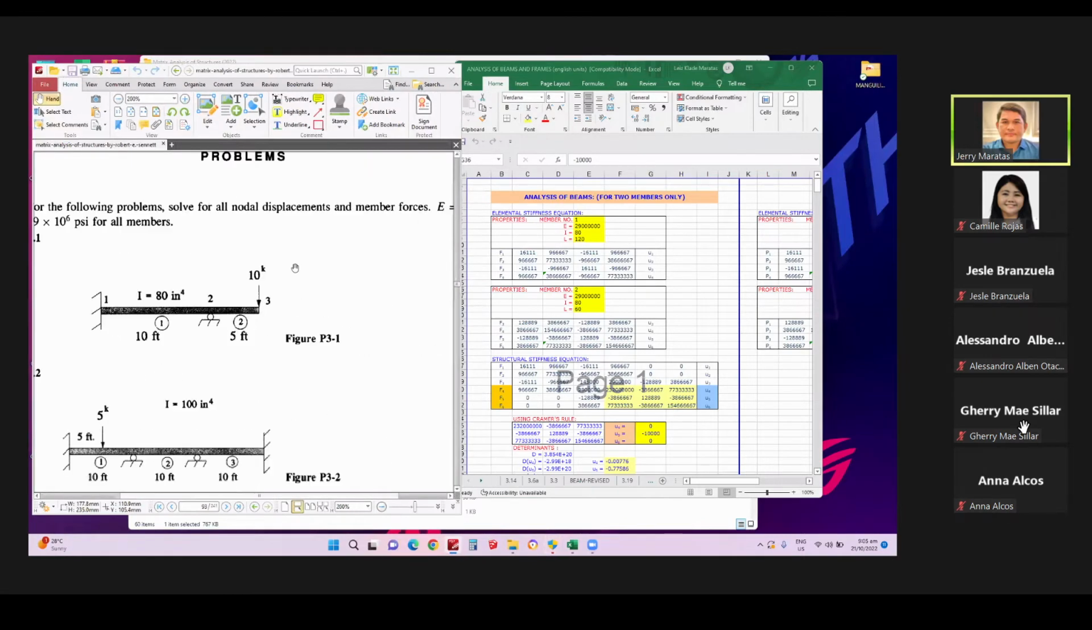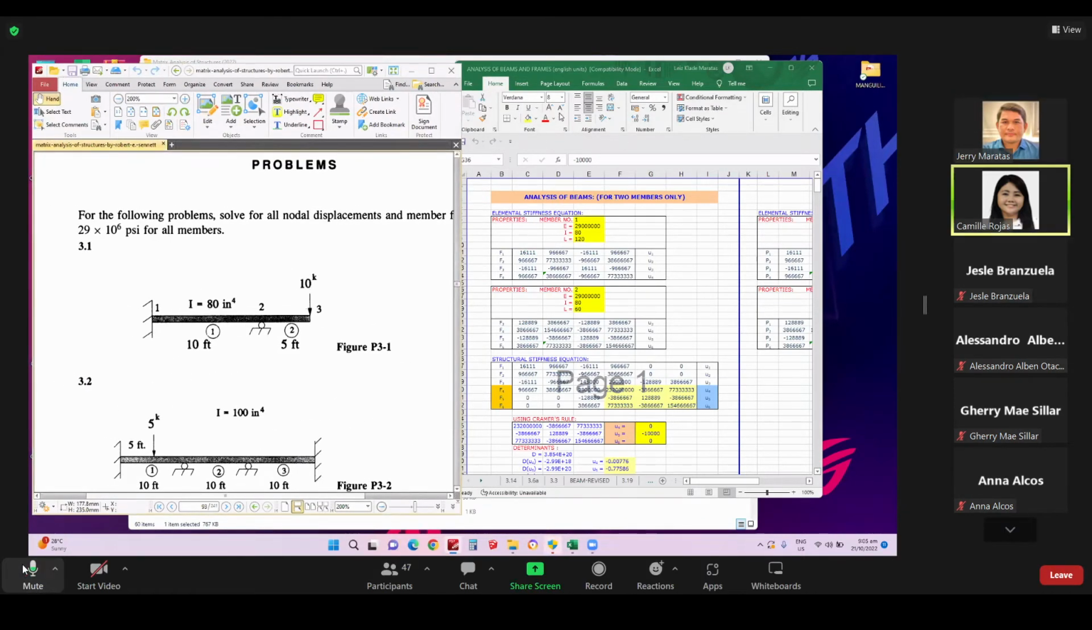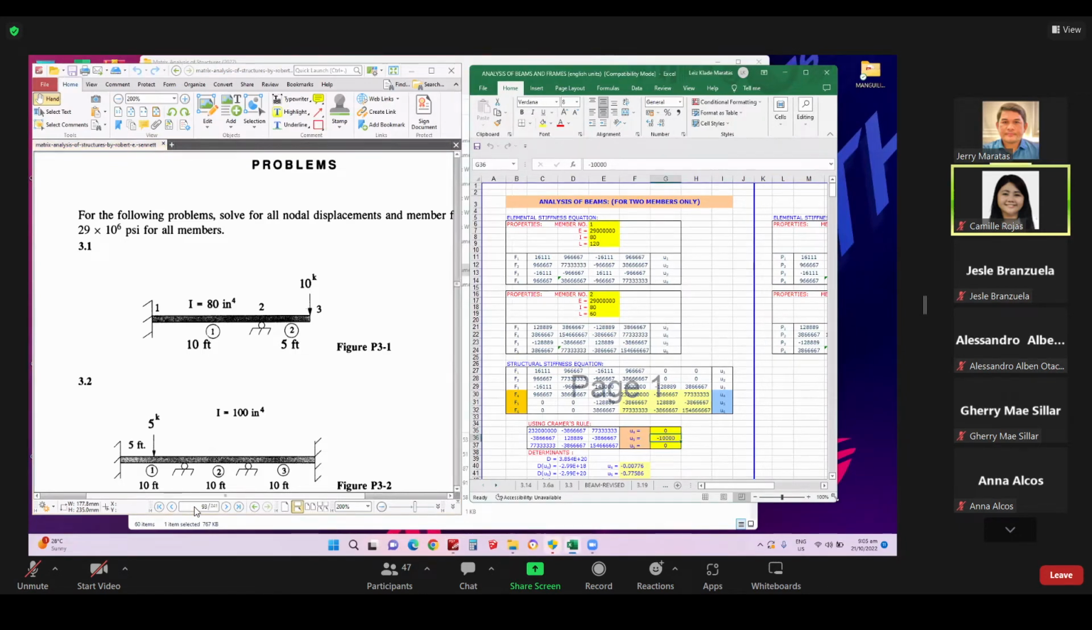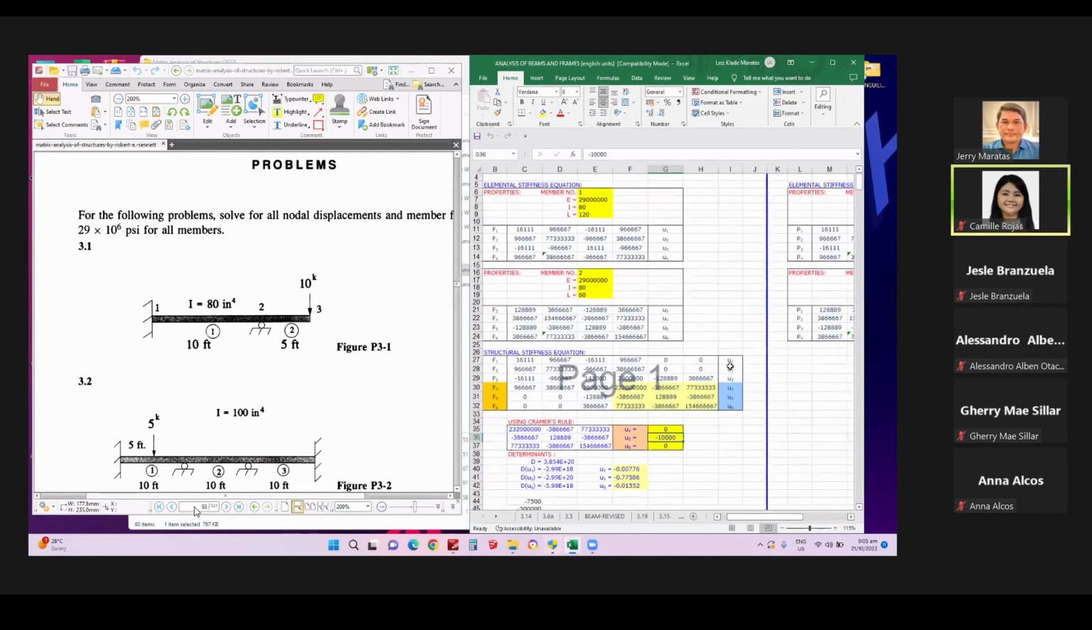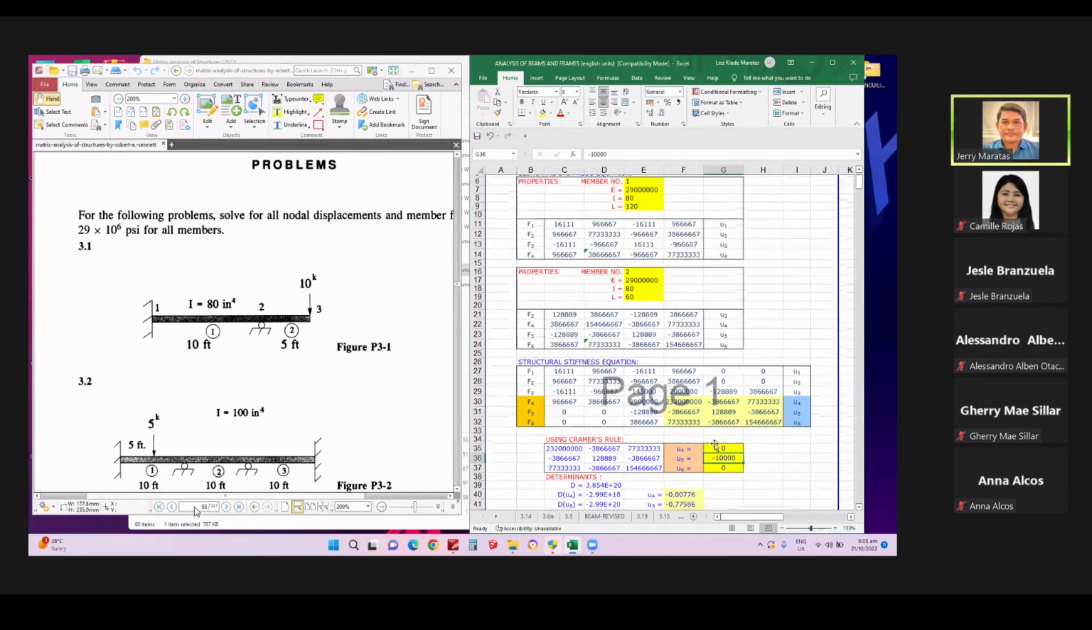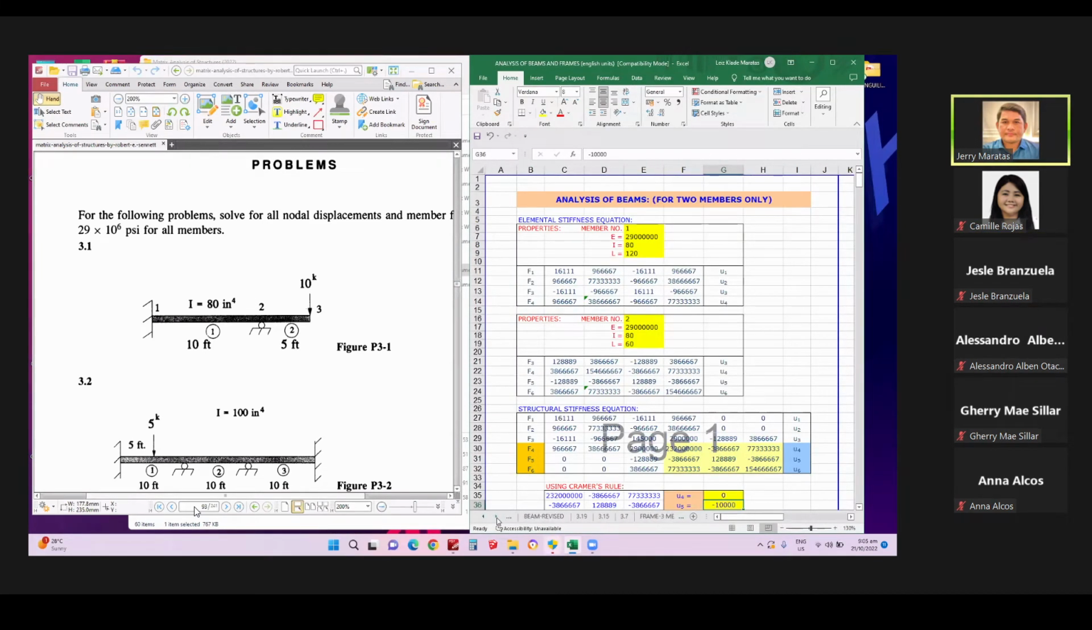Anyway, makita na ba ang screen? Sige, so this is a sample program in Excel. So this is the minimum requirement for you. This is for assignment 3.1. Okay, so this is our 3.1, it has two members.